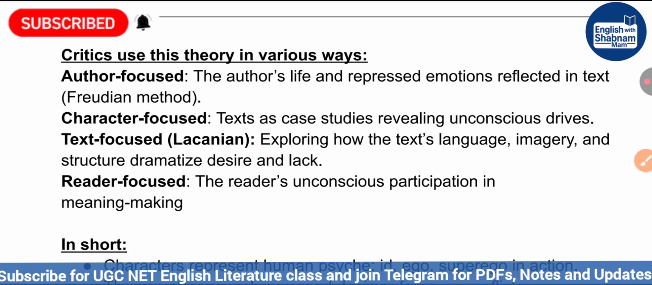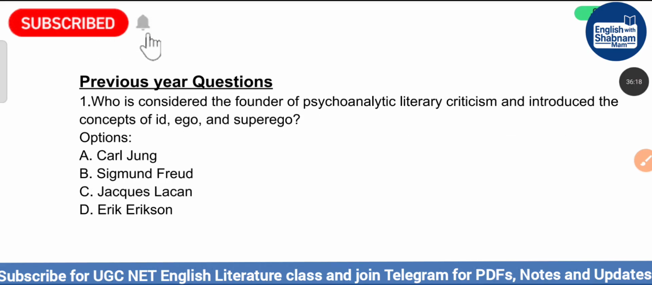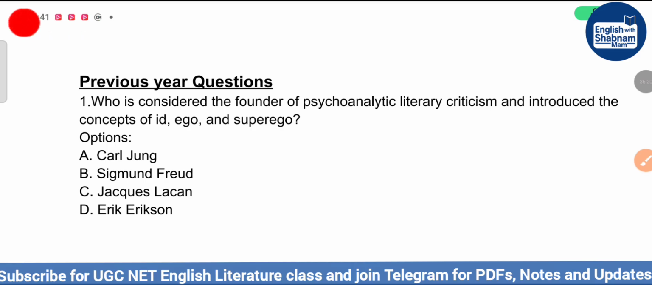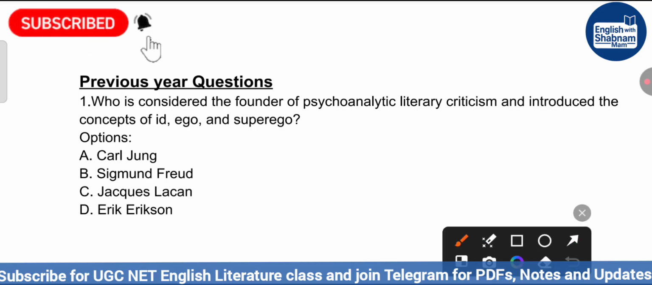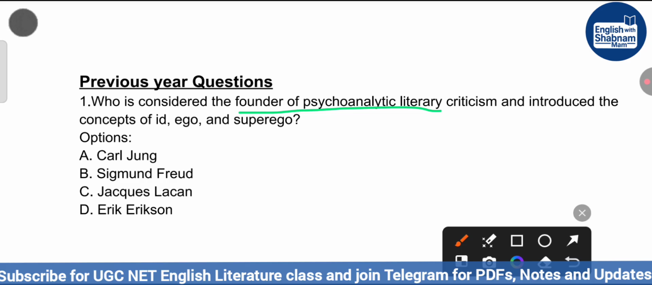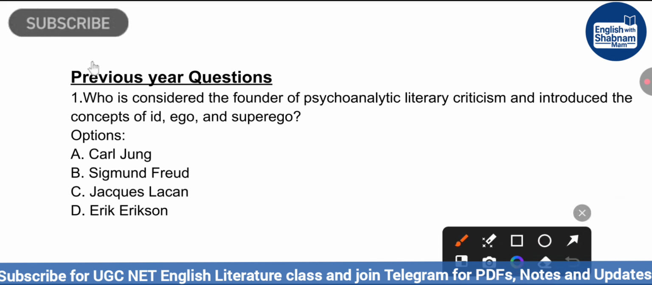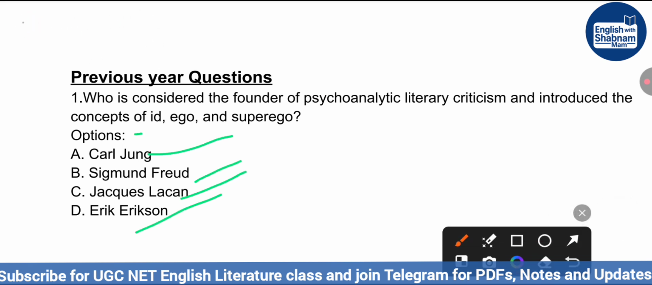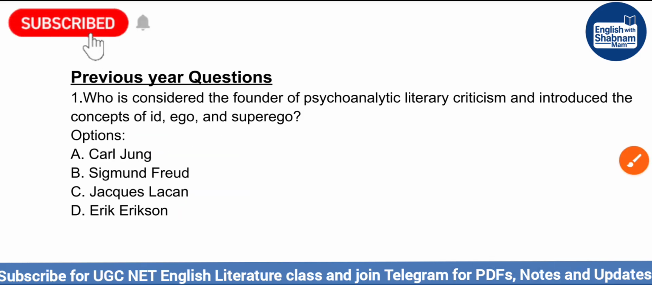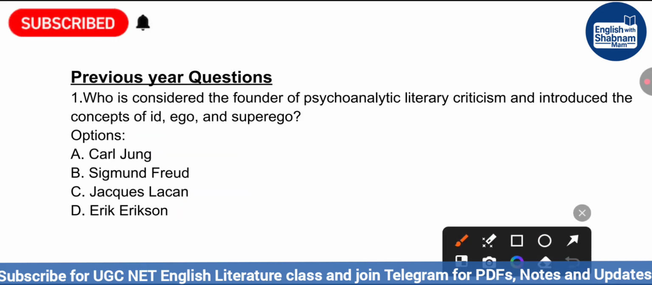I hope you have got the point. Remember, everything is very, very important. Now, what type of question are you going to face in your exam? Who is considered the founder of psychoanalytic literary criticism and introduced the concepts of ego and superego? Options: Carl Jung, Sigmund Freud, Jacques Lacan, Erik Erikson. Ego and superego are concepts given by none other than Sigmund Freud.